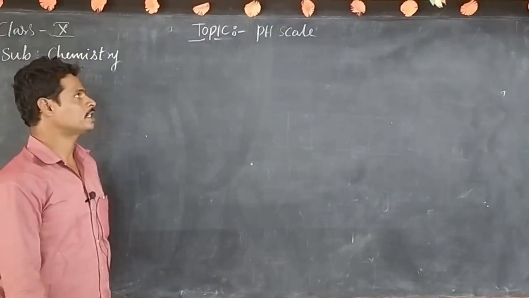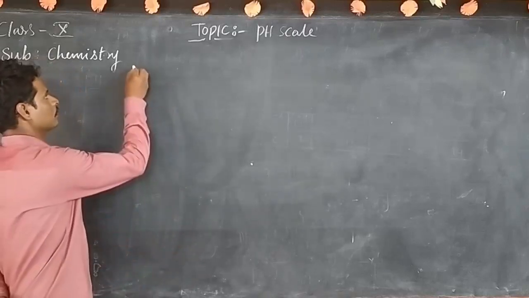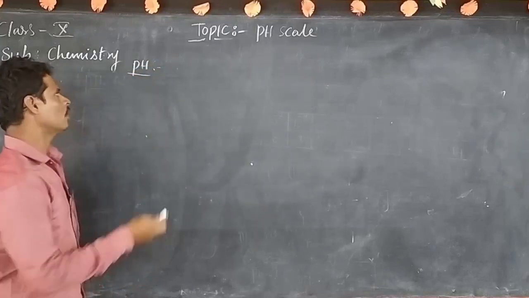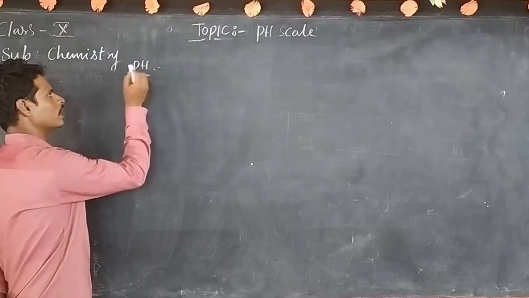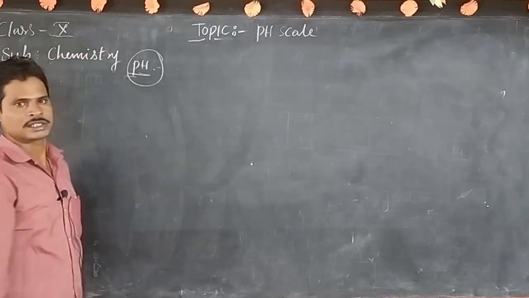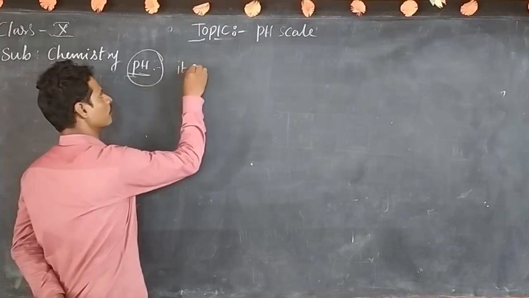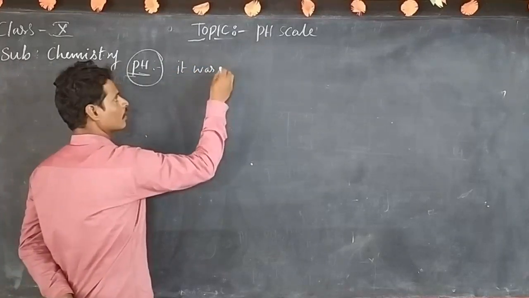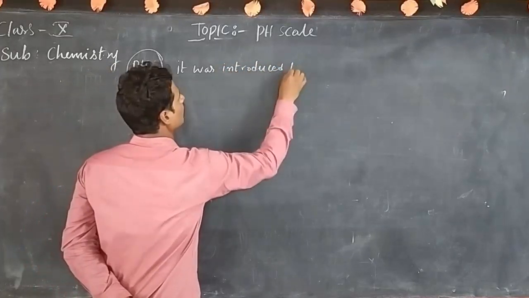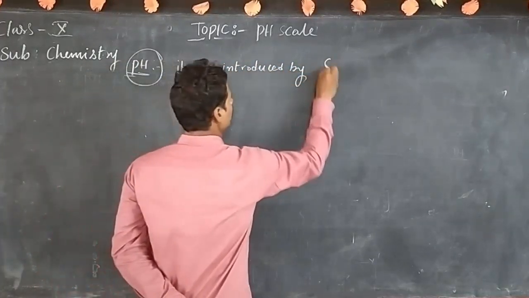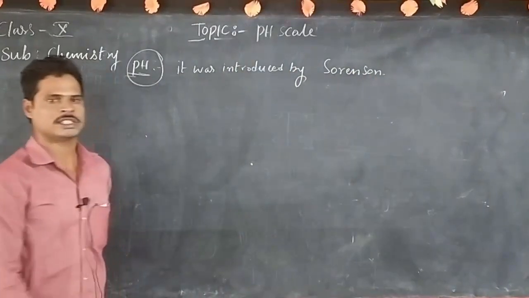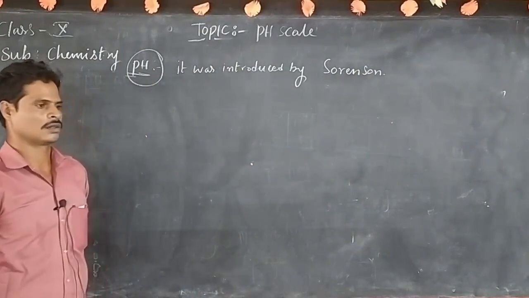So here, what is pH? What is P? What is H? Who introduced the pH scale? It was introduced by Sorensen.